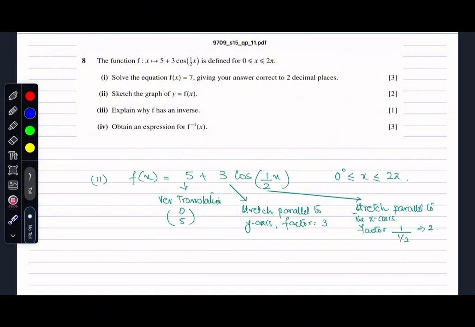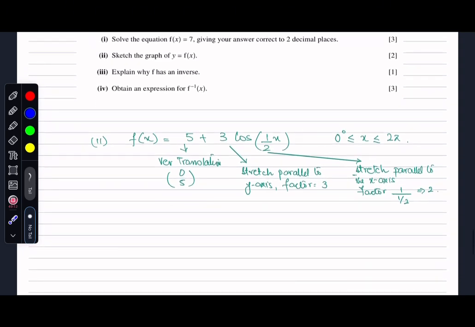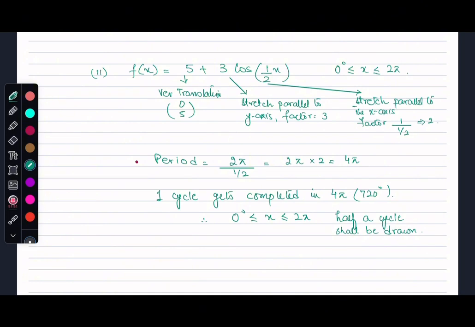Also, as we are doing trigonometric functions, for cosine of x, one cycle is completed in 360 degrees or 2π. Therefore, to get the period of this function, which is 5 + 3 cos(x/2), I should be dividing this 2π by 1/2.